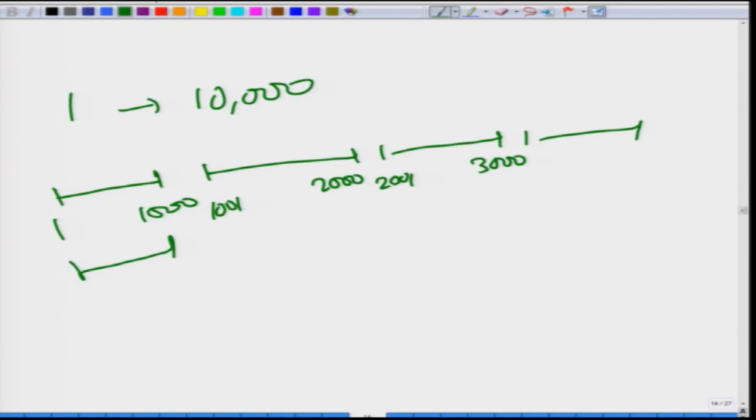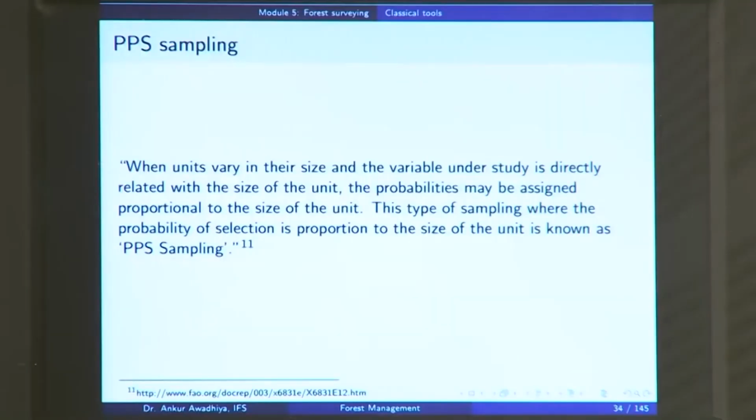Now, this is because when you are just taking random samples, it is possible that by chance all your random numbers come between 9000 and 10,000. But if you take this multi-stage sample, in this case you will have a much better representation of the whole population. Then we also have the probability proportional to size sampling or PPS sampling.